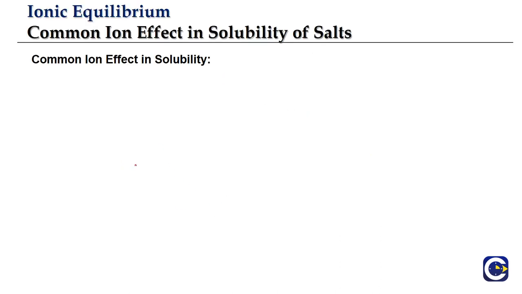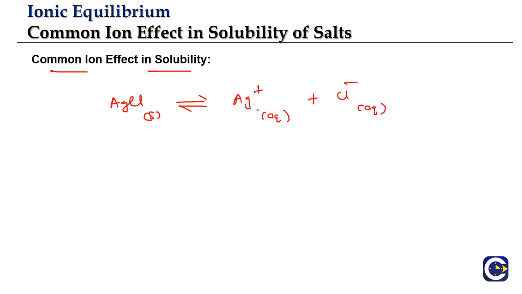So if you look at the common ion effect in case of the solubility, what is the idea of solubility that we are discussing? If we have a sparingly soluble salt, let's say for example AgCl, sparingly soluble salt, solid state, it is going to dissolve partially and it is going to give us Ag plus ions in the aqueous state and Cl minus ions. This is the solubility of a sparingly soluble salt, and these ions are produced as a result of the solubility, and they are present in the solution.